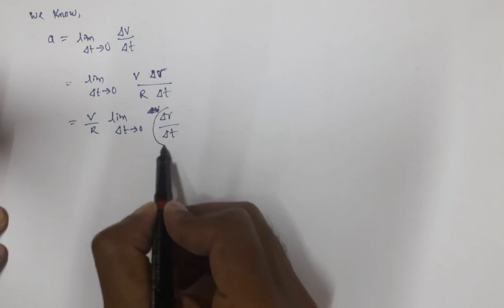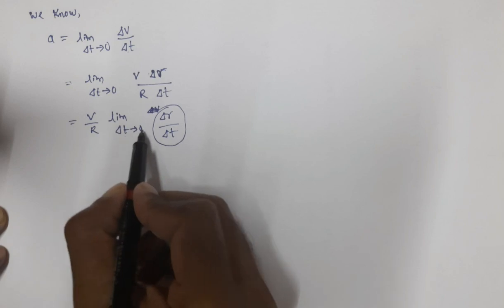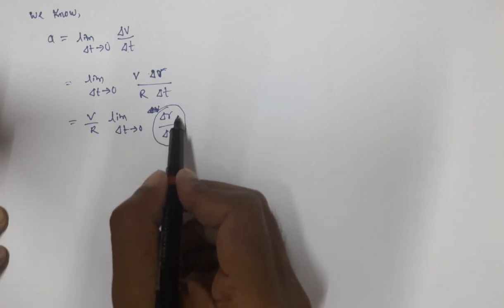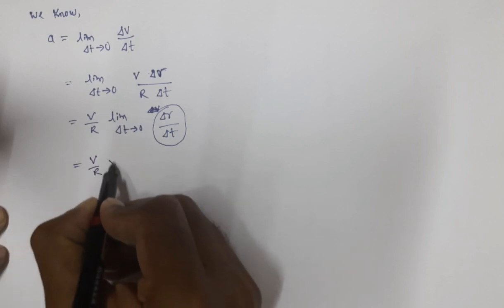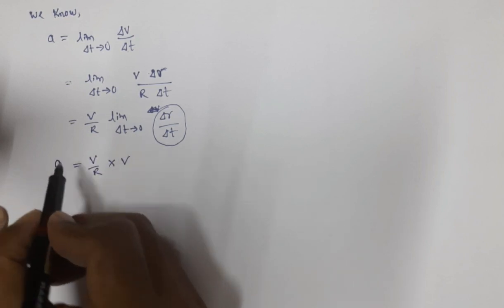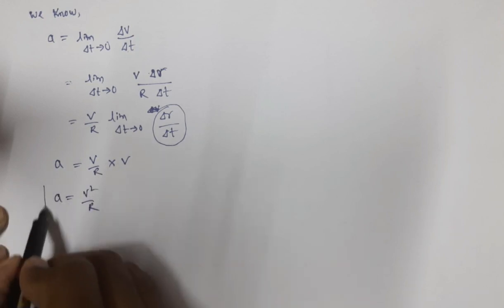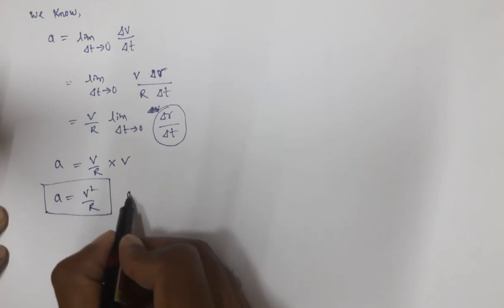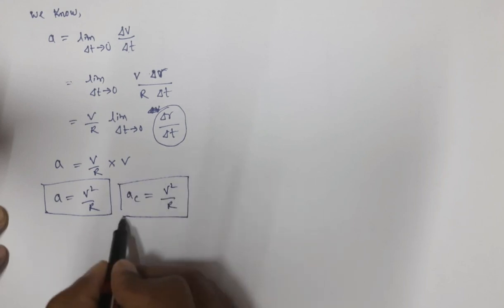What is this, guys? Delta R by delta t. This is average velocity, right? So when you take delta t tends to 0, it becomes instantaneous velocity. Average velocity becomes instantaneous velocity. So V by R into, what do we get? V. So that is equal to A. So A is equal to, what is the formula? V into V, V square by R. So this acceleration is also called centripetal acceleration, and we represent it with AC. AC is equal to V square by R. So using this formula we can find radial acceleration or centripetal acceleration.